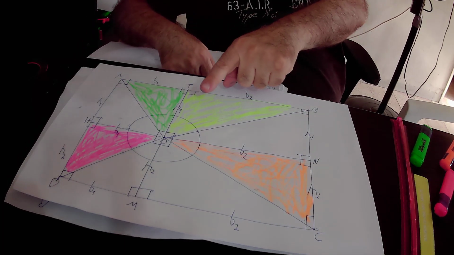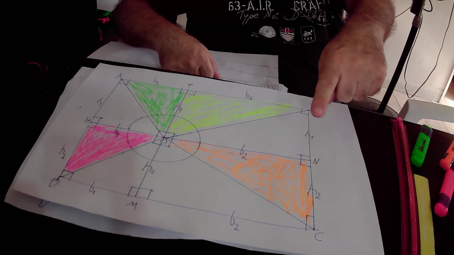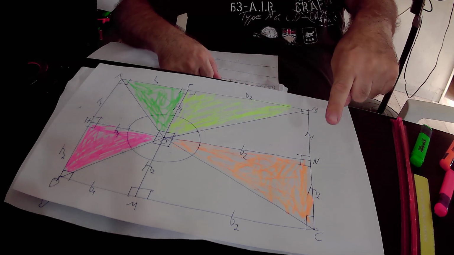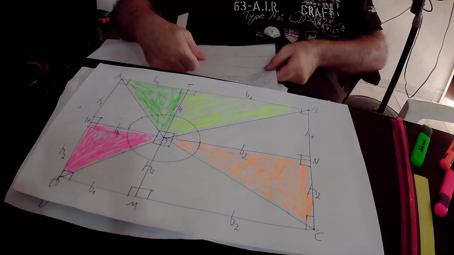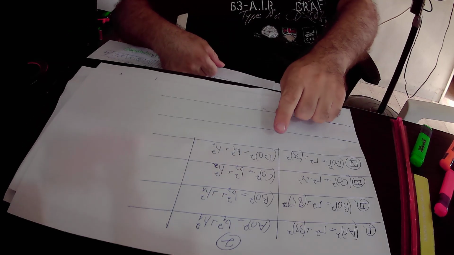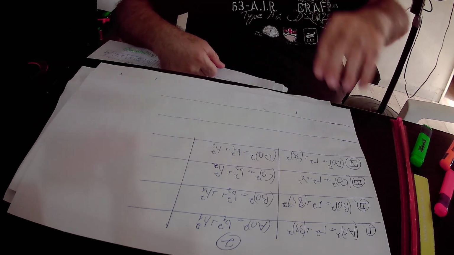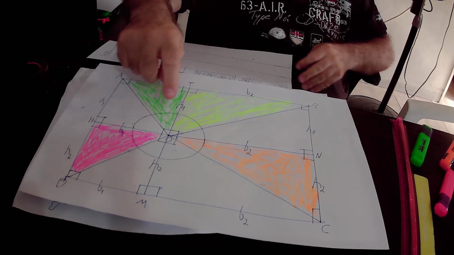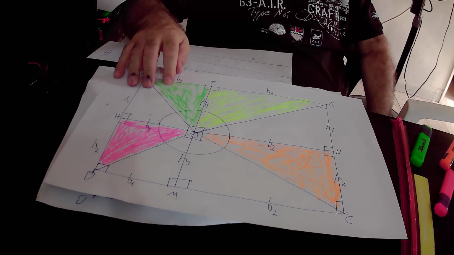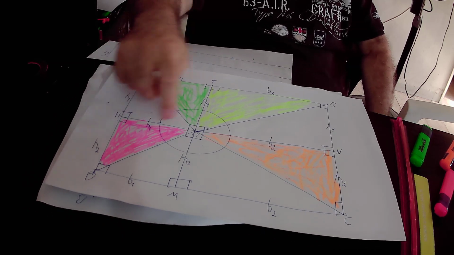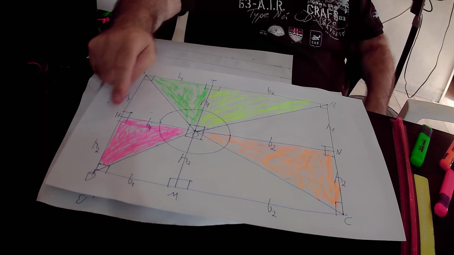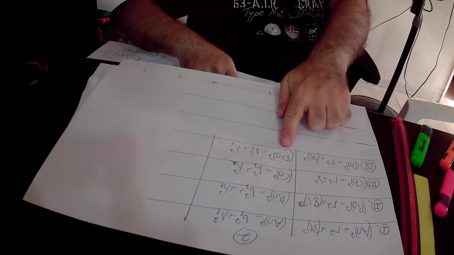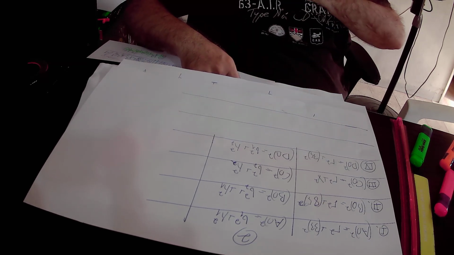Then we join points O and C together by a straight line. In the orange right triangle, according to the Pythagoras theorem, CO square equals B2 square plus H2 square. And finally, we join points D and O together by a straight line. According to the Pythagoras theorem, DO square equals B1 square plus H2 square. Again, in the orange right triangle, DO square equals B1 square plus H2 square.